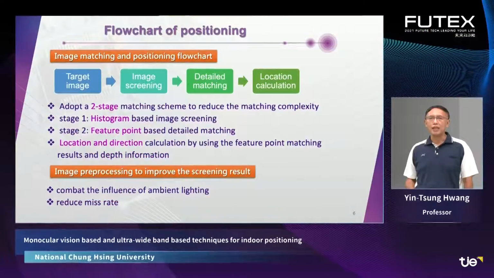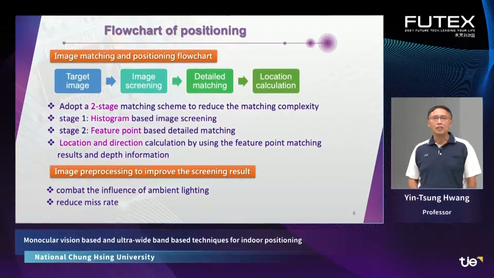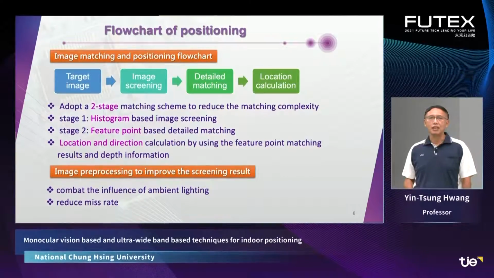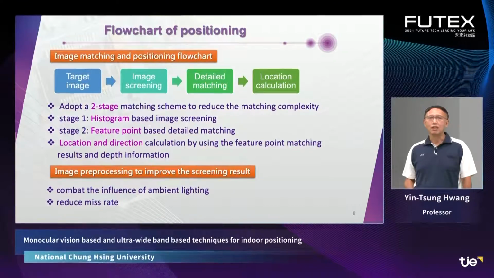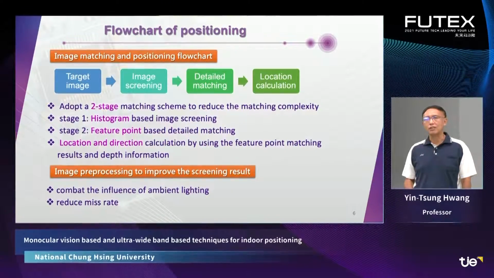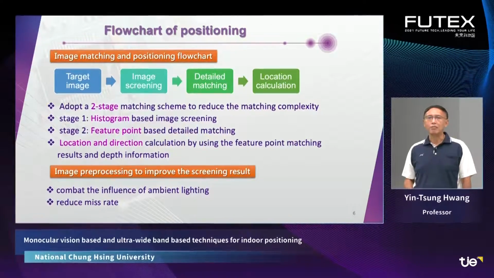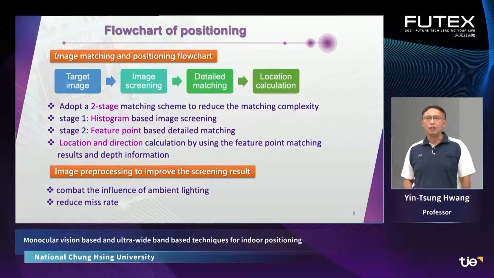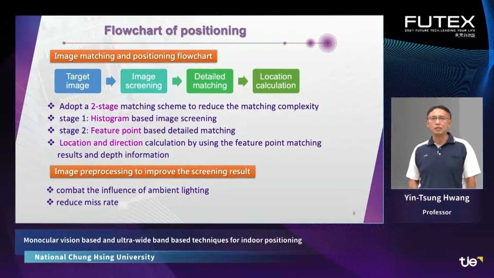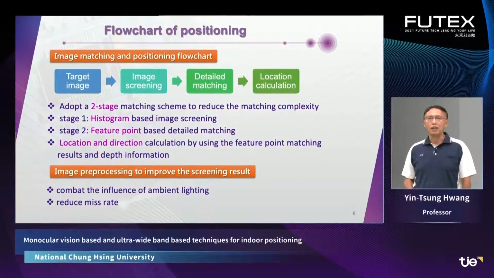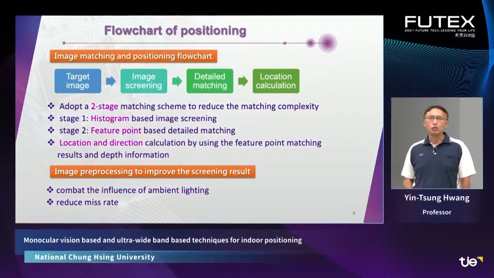We adopt a two-stage approach to reduce the matching complexity. Stage 1 is histogram-based image screening. Stage 2 is feature points-based detailed matching. Finally, location and direction calculation is performed by using the feature point matching results and the depth information. In addition, image preprocessing is performed to improve the screening results in stage 1. This is to combat the influence of the ambient lighting and to reduce the miss rate.